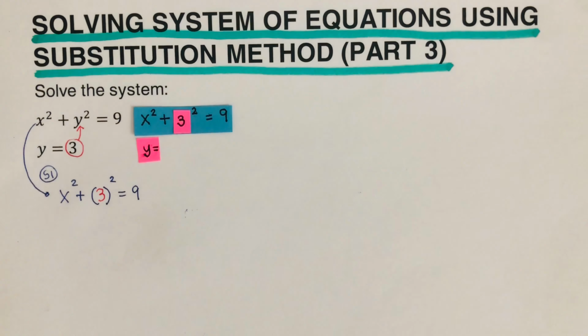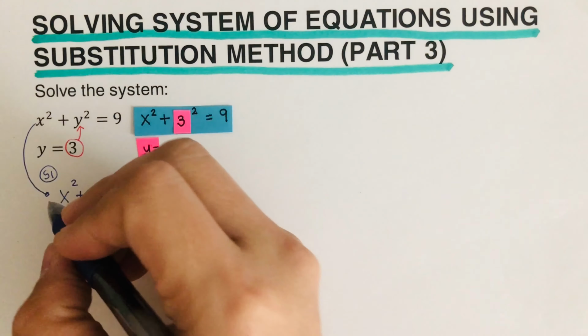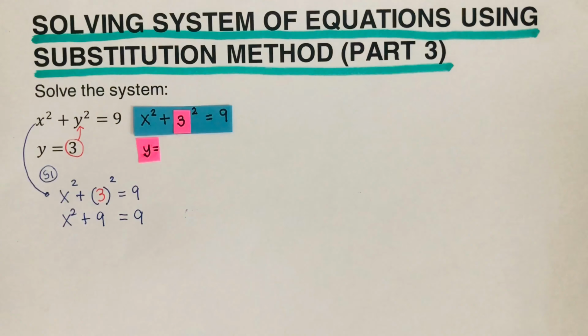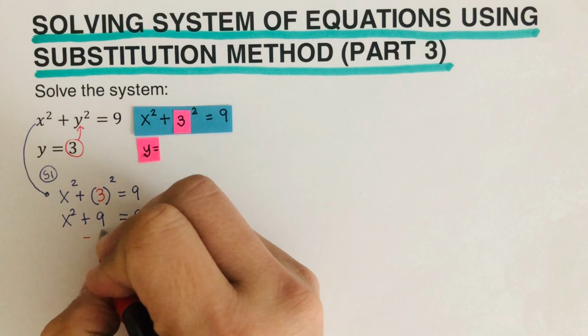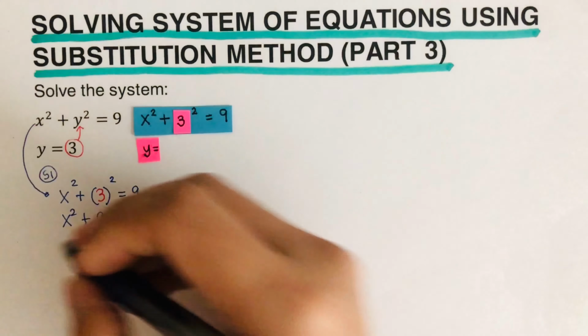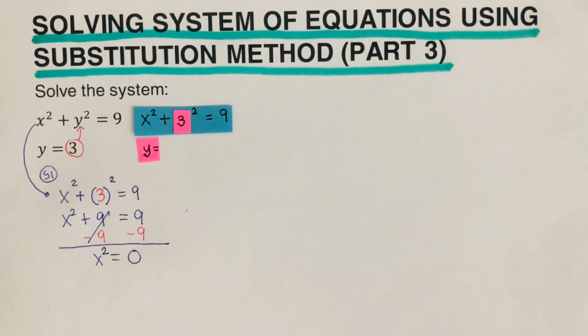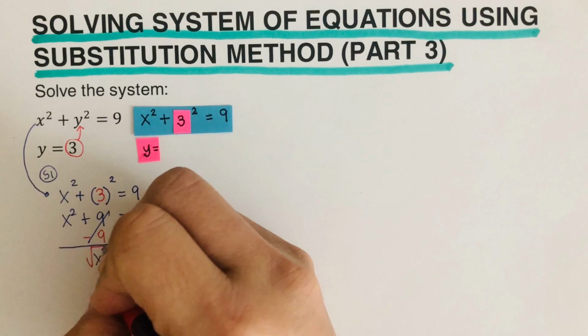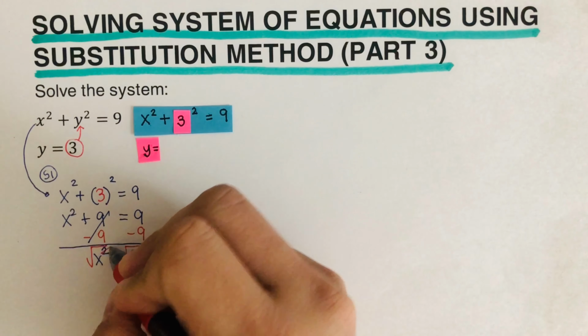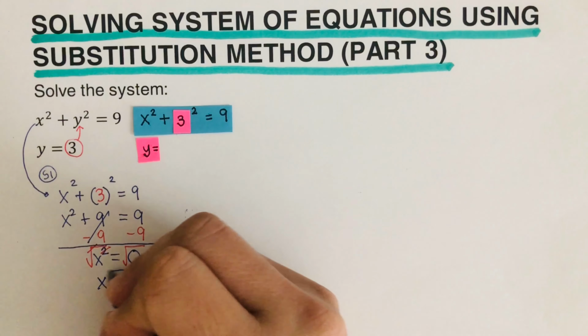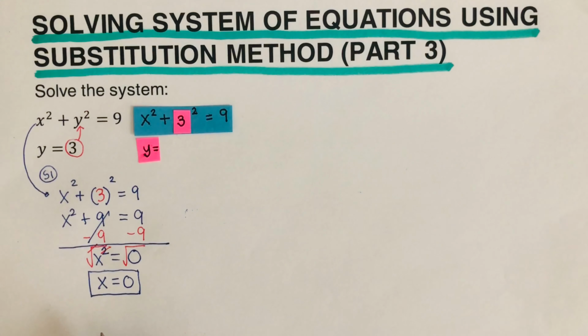From here, I have to do the math to solve for x. I can rewrite this as x squared plus 9 is equal to 9. Now I want to solve for x, so I subtract 9 from both sides. We are left with x squared is equal to 0. Then we square root both sides to get rid of the squared, so we are left with x is equal to 0. This is our value for x.